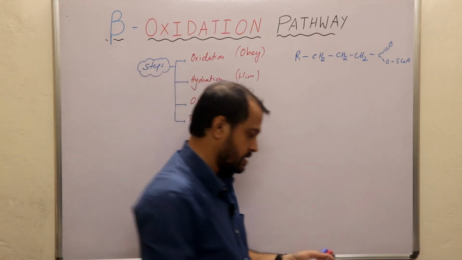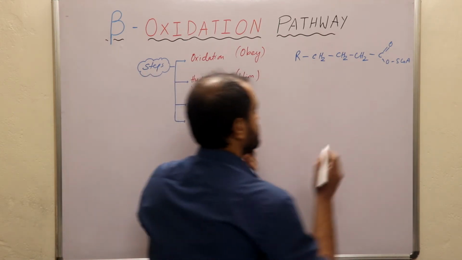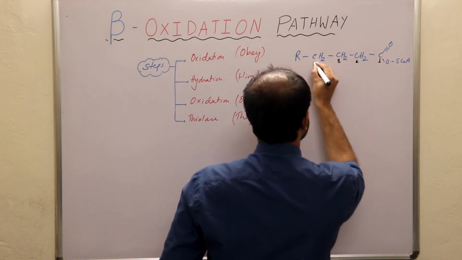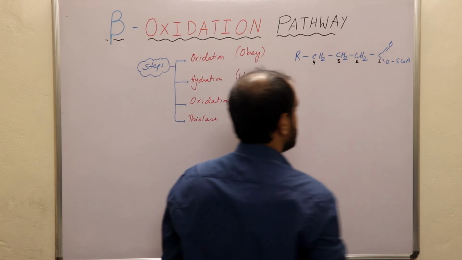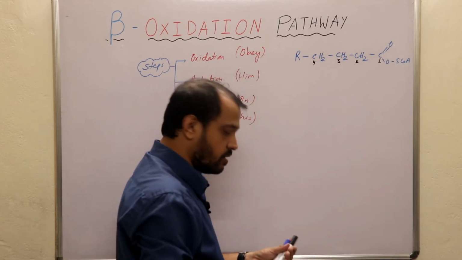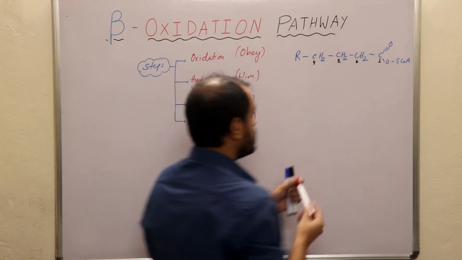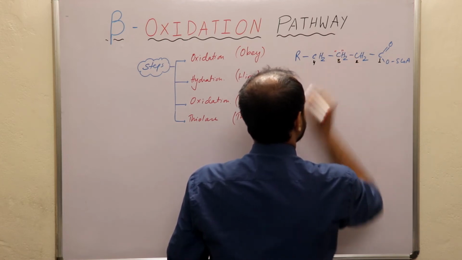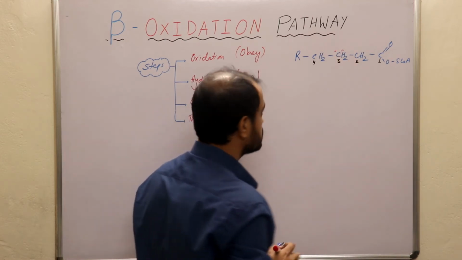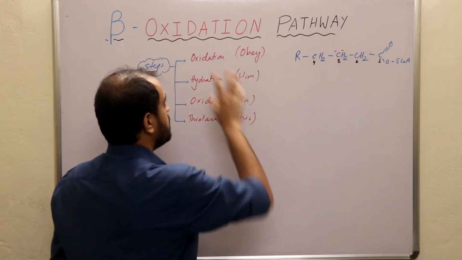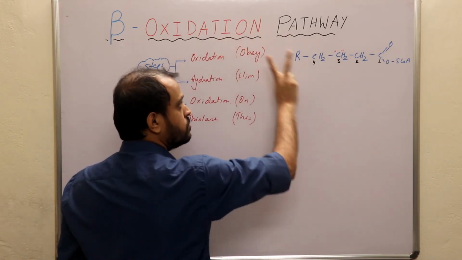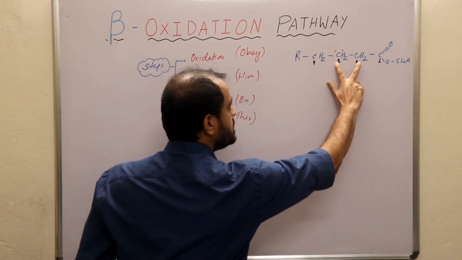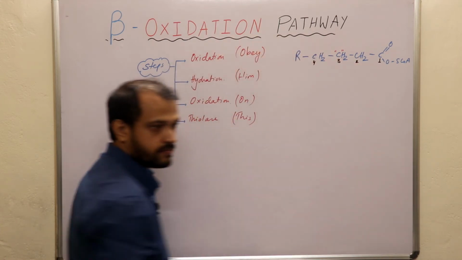Okay. Now listen. This is carbon number 1. This is carbon number 2. This is carbon number 3. This is carbon number 4. Suppose. You know what is the beta carbon? This is the beta carbon. That means the beta oxidation pathway will actually involve only these 2 carbons, 2 and 3. That's it. Okay.